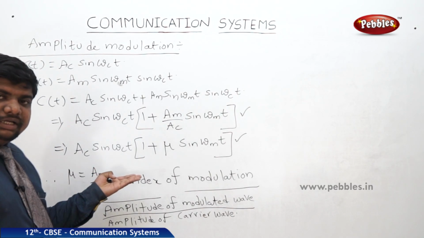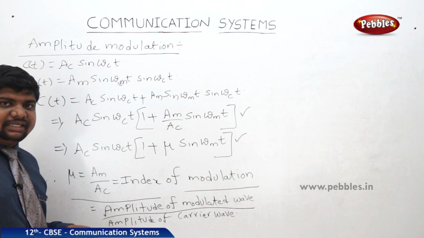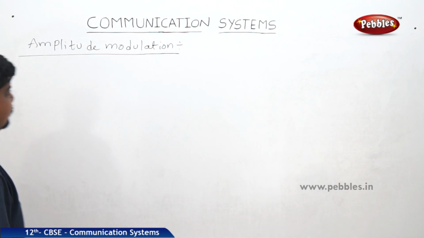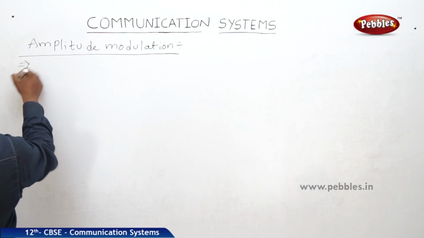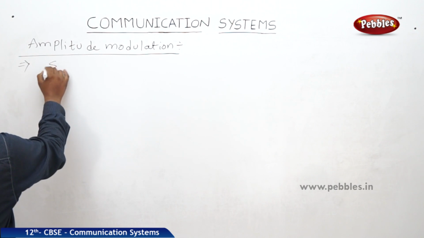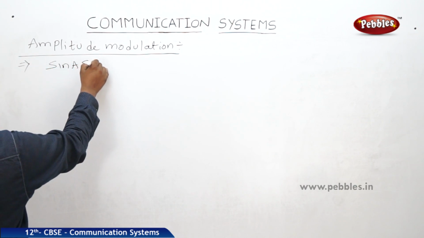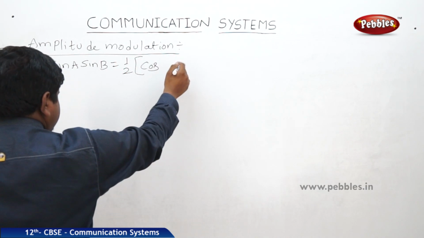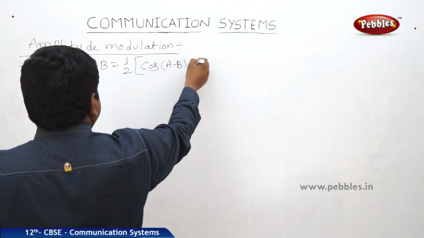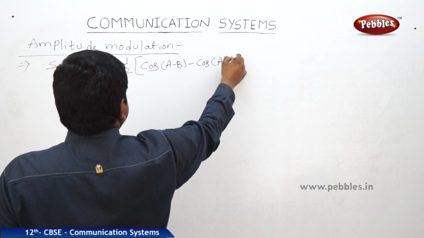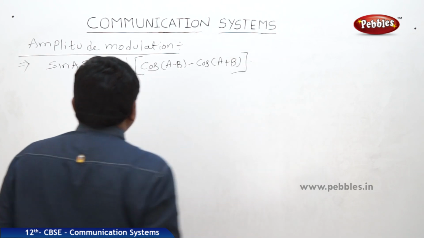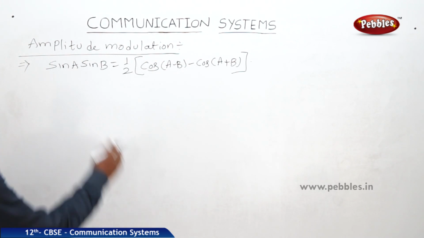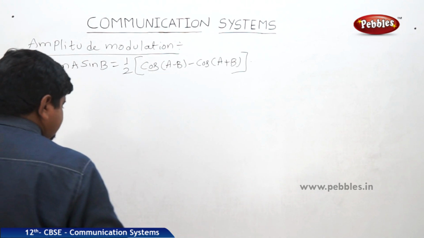Now we will take the solution of these equations by using the trigonometric relations. Now we are going to use the trigonometric relation for the solution of this amplitude modulation. We know that sin A sin B is equal to half of (cos(A minus B) minus cos(A plus B)). This is the trigonometric relation. If we use this trigonometric relation to get the solution, the equation we will get is like this.